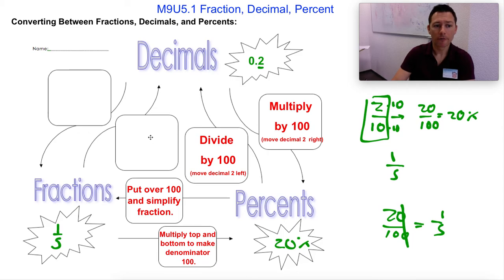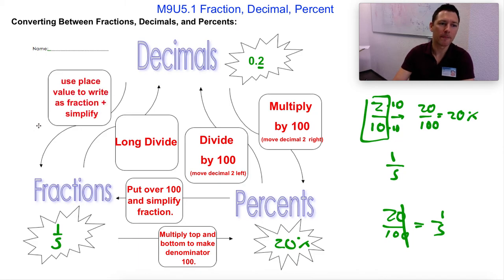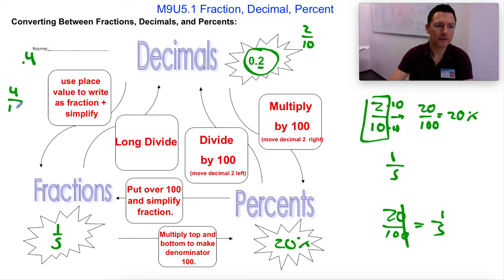Great. Fractions to decimals, you long divide, or I usually first just go to a percent and then turn the percent into a decimal. That's easier. That's faster, I think, than long dividing. And going from decimal to a fraction, use the place value to write the fraction and simplify, like this. I think that's the easiest. This is 2/10ths, right? If you had 0.4, you'd say, oh, well, that's 4/10ths, a 4 in the tenths place, and then simplify to 2/5. Cool?